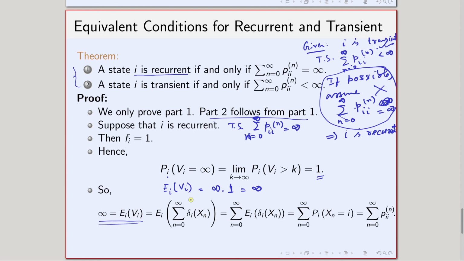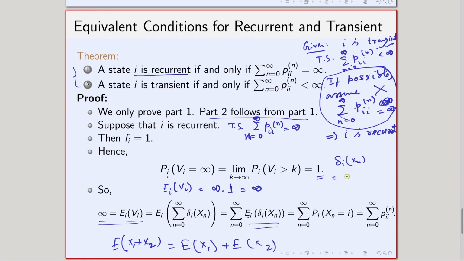Now I plug in the definition of V_i here, and because expectation is a linear operator, I can take the expectation inside the summation. This is nothing but a generalization of the statement that for X1 and X2, the expectation of X1 plus X2 is the expectation of X1 plus the expectation of X2. That holds for a finite sum, and this is for the infinite one. Now, if I take the expectation here, recall what V_i is, and what delta_i of X_n is.